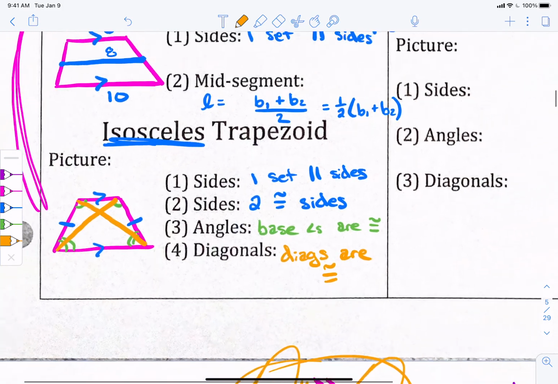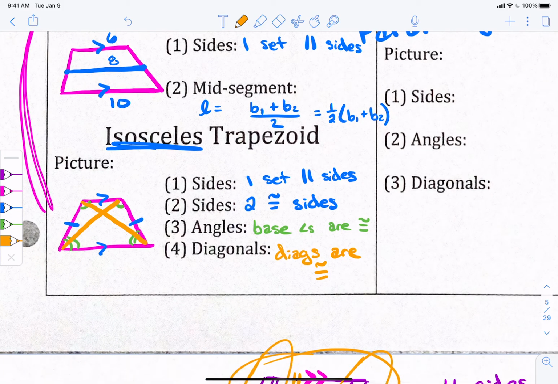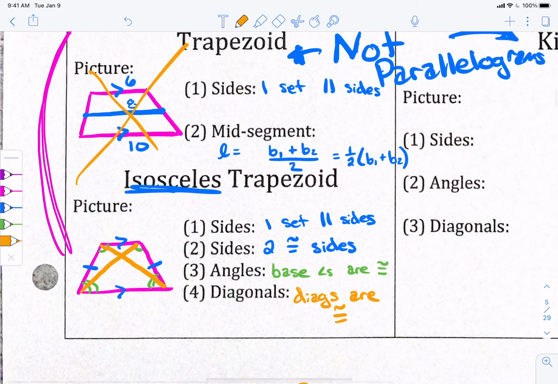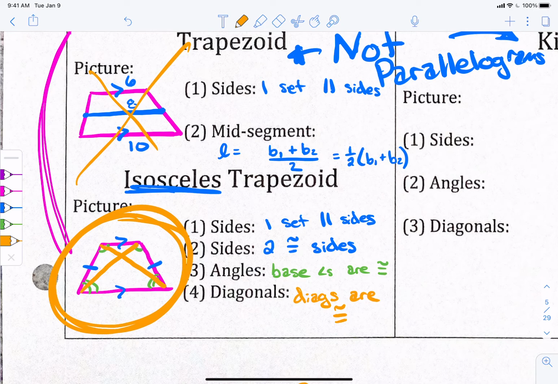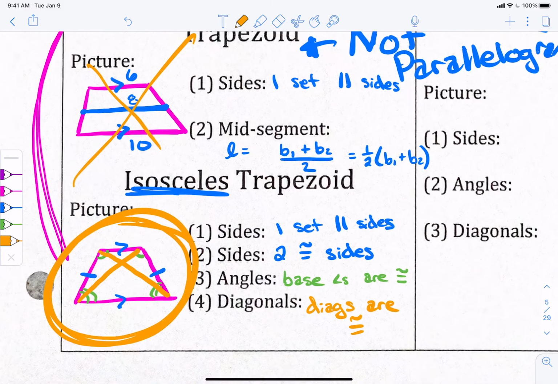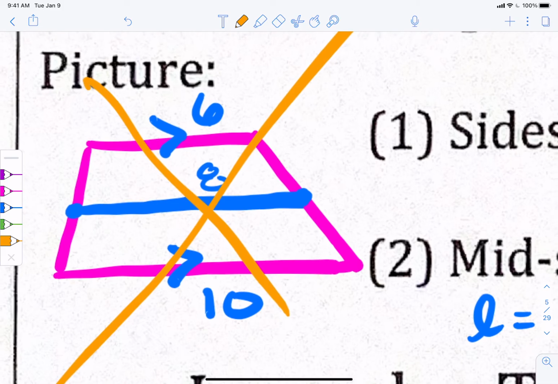For the purpose of your homework assignment, we will not be doing just regular old trapezoids. All of the ones on your homework assignment will be isosceles trapezoids. Okay? But just take into consideration a trapezoid that is not isosceles doesn't have to have two equal sides. It can look like this instead.